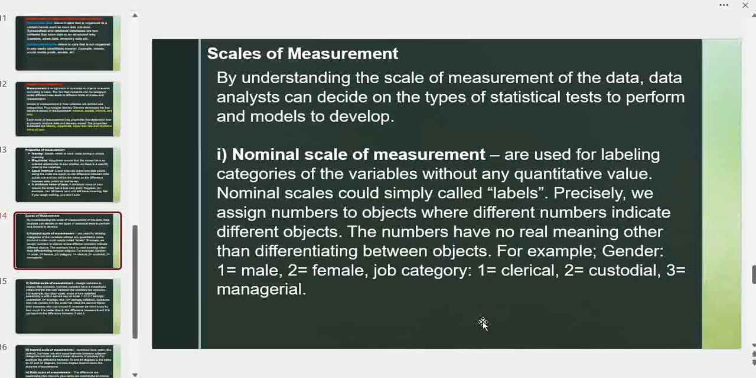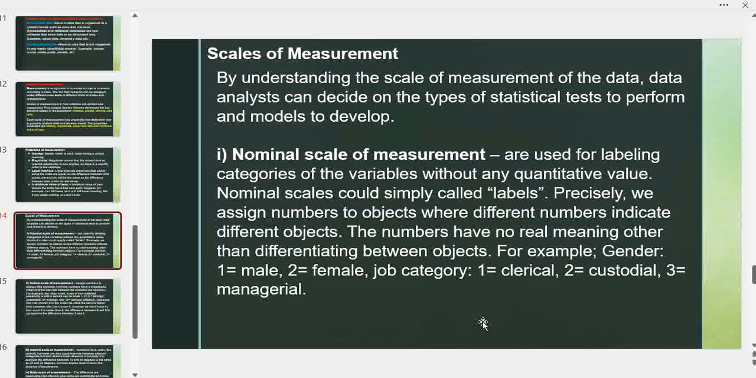Let's look now at the nominal scale of measurement. It is used for labeling categorical data or categorical variables without any quantitative value. Nominal scale can simply be called labels. We just label categorical values. For example, if I have a variable called gender of the student that I'm studying, I can say let 1 represent male, let 2 represent female. I can also say let 5 represent female and 6 represent male. It doesn't matter. It's just the label.